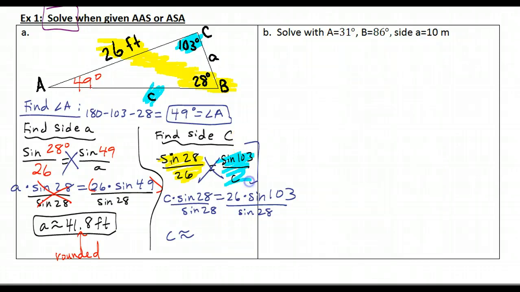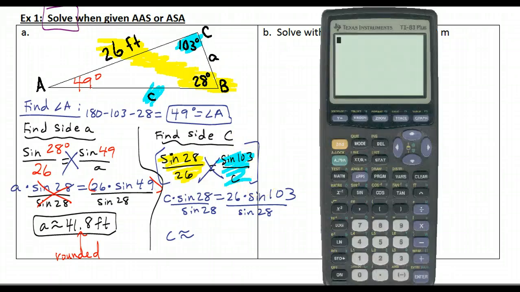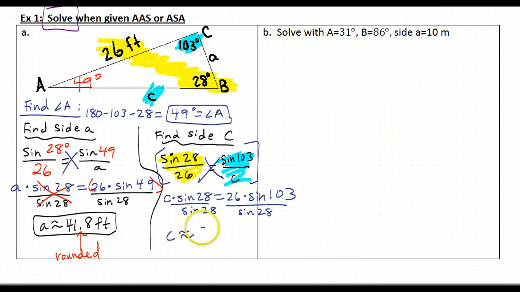Again, writing down the setup is required, but then at this stage, if I knew I was going to do 26 times sine of 103, enter, divided by sine of 28, I can just type it into my calculator at that point. Now I end up with 53.96. If I round to 1 decimal place, that actually rounds to 54.0 feet.